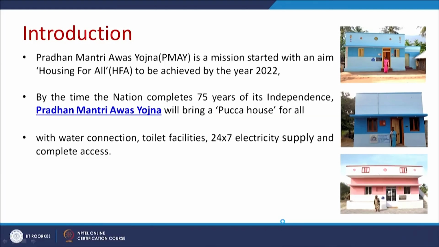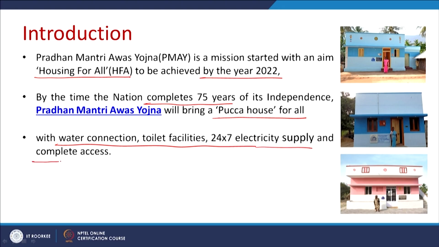So, let us start with Pradhan Mantri Awas Yojana. It is also termed Housing for All, HFA. The objective was to achieve housing for all by the year 2022. In 2022, the nation is going to complete 75 years of independence, and this PMAY scheme will bring pakka housing for all. That is the target mentioned by the ministry, and not only the house, it will have water connection, toilet facilities, 24/7 electric supply and complete access.